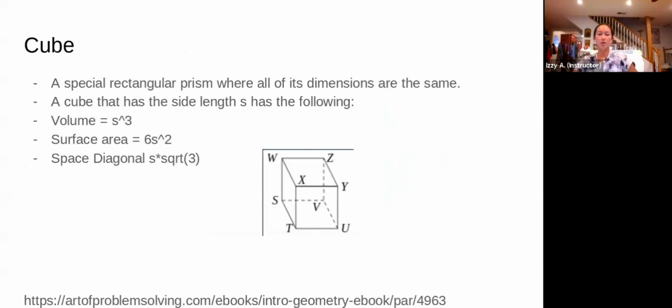Okay, so a cube is a special rectangular prism where all of its dimensions are the same. A cube that has side length S has the following. The volume is S cubed because you're just multiplying the same 3 lengths. The surface area is equal to 6 times S squared because we're adding up the areas of 6 squares. And the space diagonal is going to be S times the square root of 3.